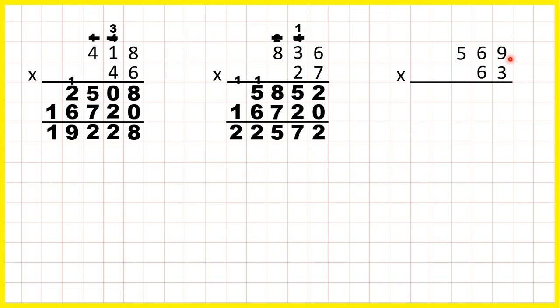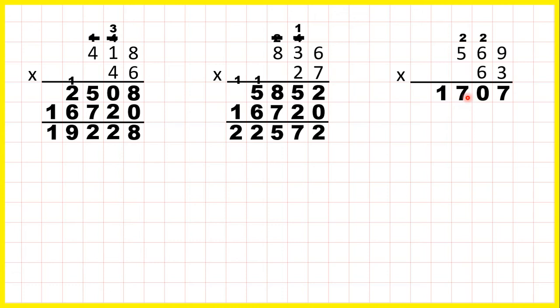Now for this question, we're doing the same thing, starting by multiplying the digits in our ones. 9 times 3 is 27, so 2, 7. 6 times 3 is 18, plus 2 is 20, so 2, 0. And now 5 times 3 is 15, plus 2 is 17. And we don't have any more digits to the left, so we can write the 17 in our answer line.